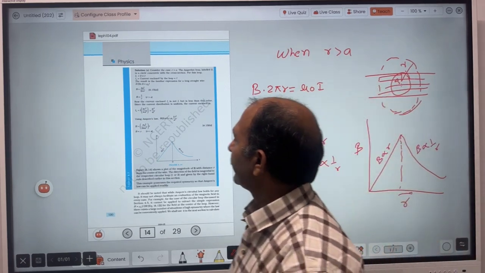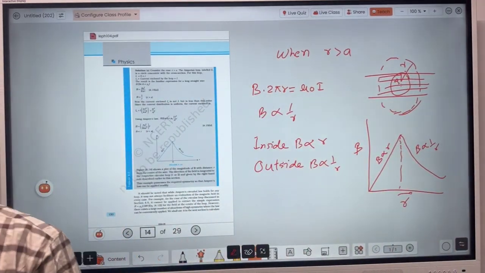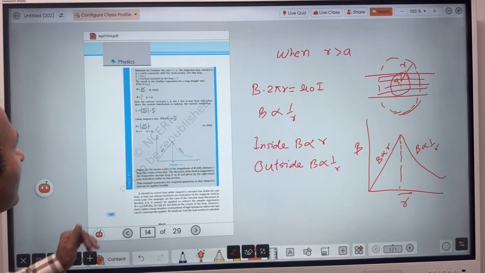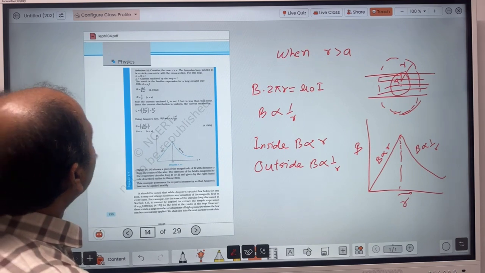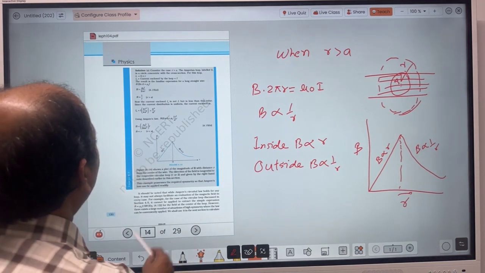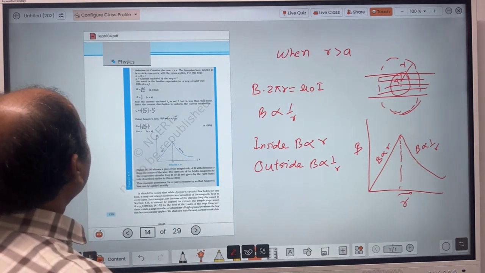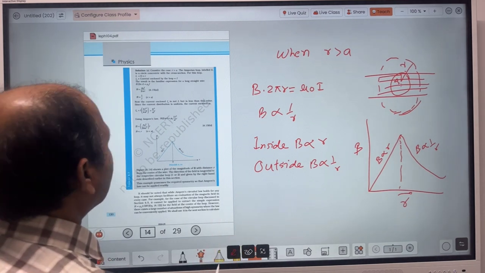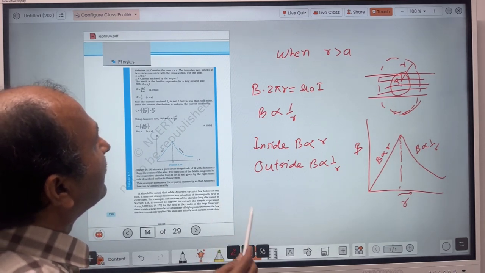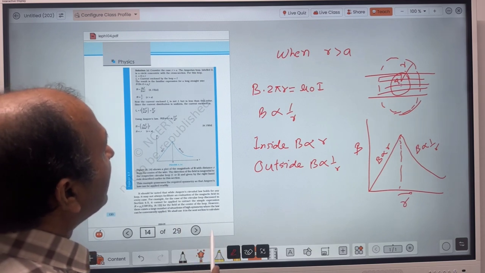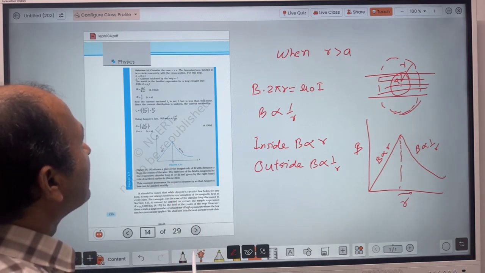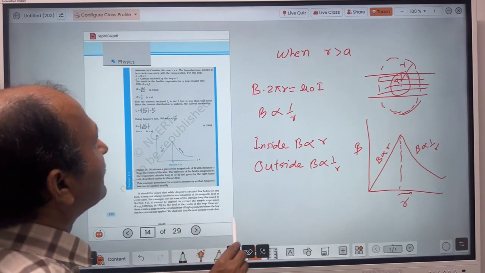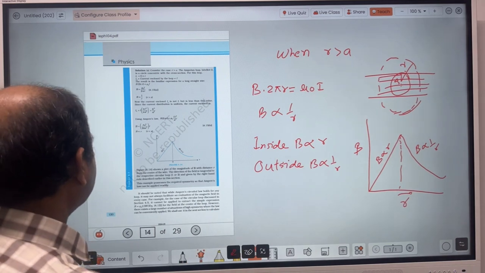the concept. Here we have considered Ampere's law, and then we applied it to get the magnetic field at different points of the wire, and the wire was carrying current I, but that current was uniformly distributed throughout its volume.